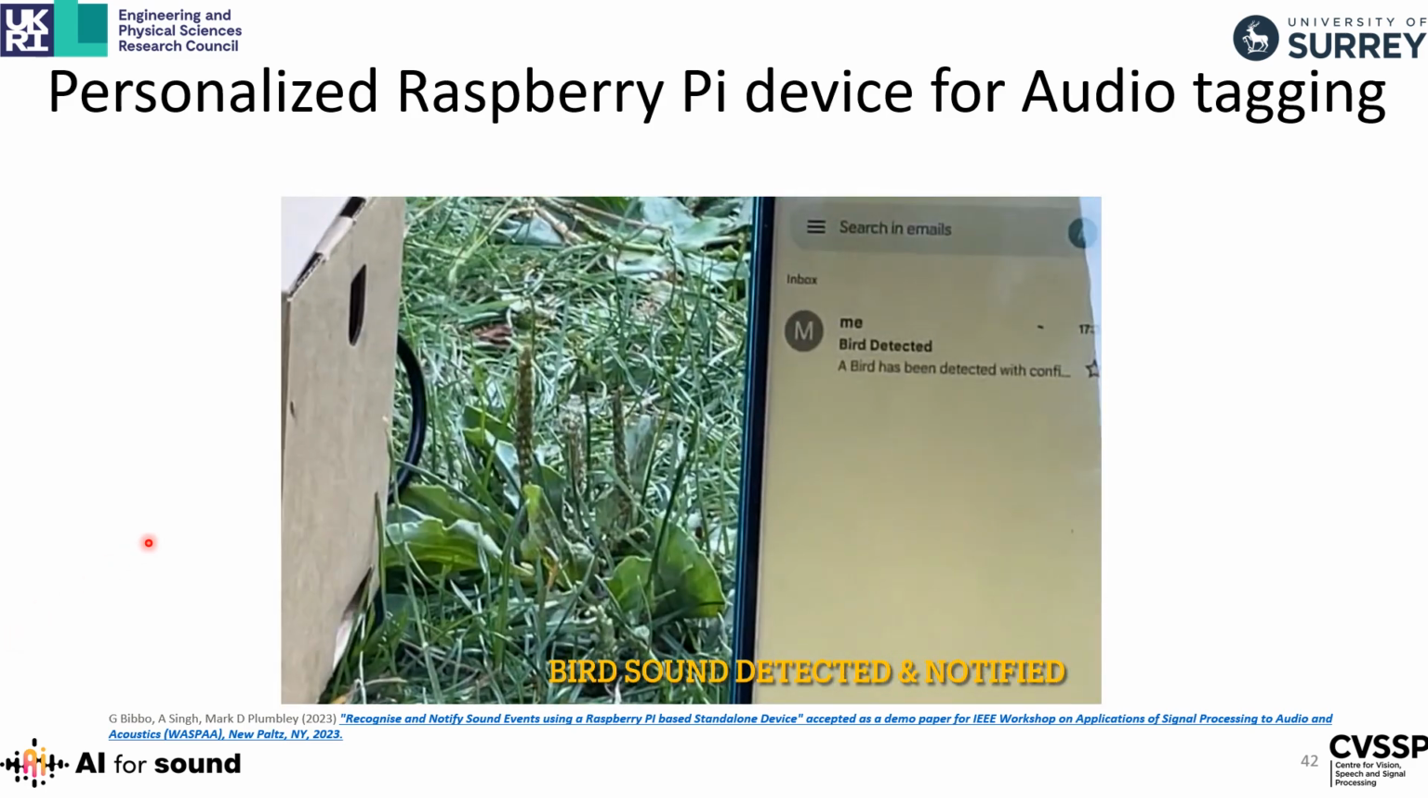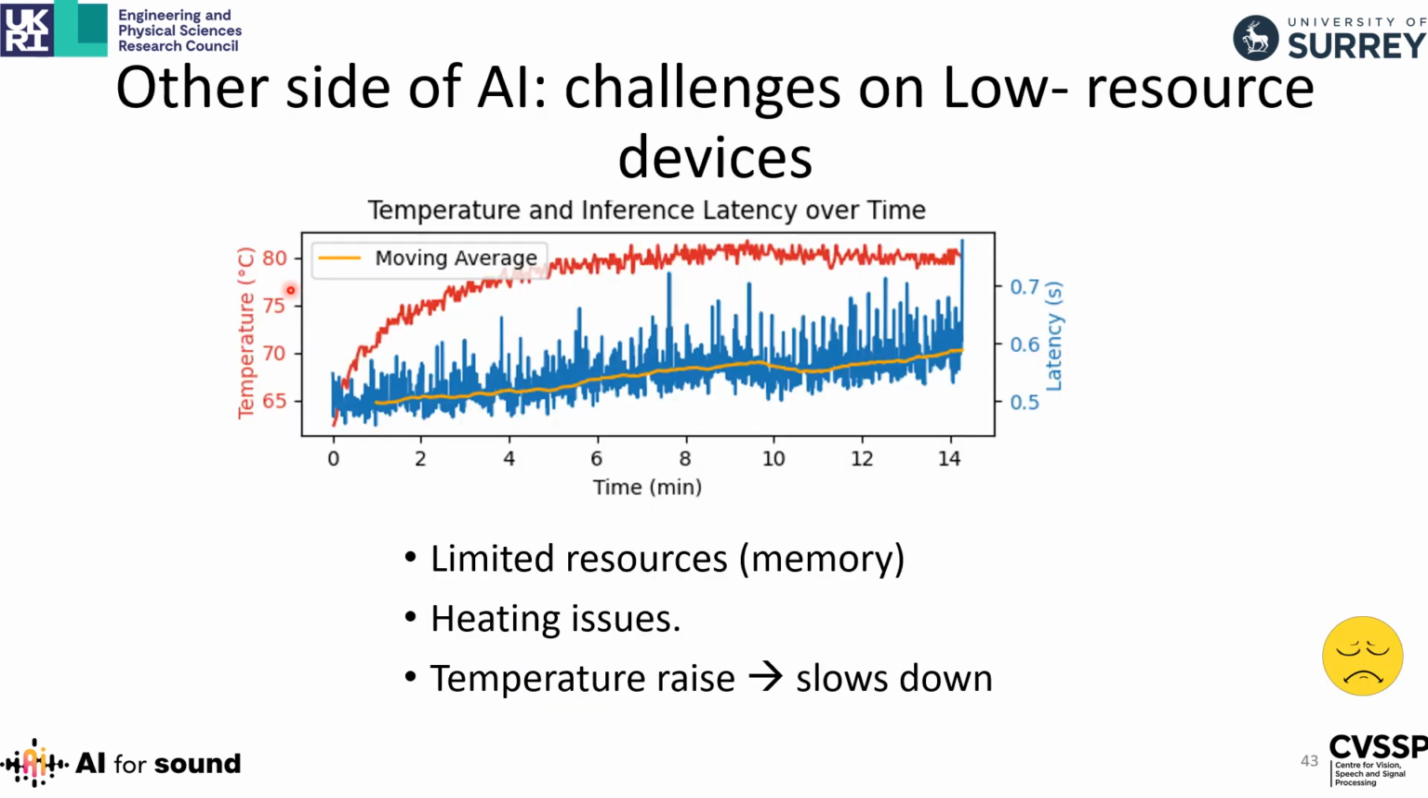So this demonstration is a personalized device, which can send notifications to your phone while detecting what's happening in the surroundings. If you use this device for, let's say, 10 minutes and analyze its temperature, it rises by about 5 degrees within 10-14 minutes, and this reduces the speed of inference.